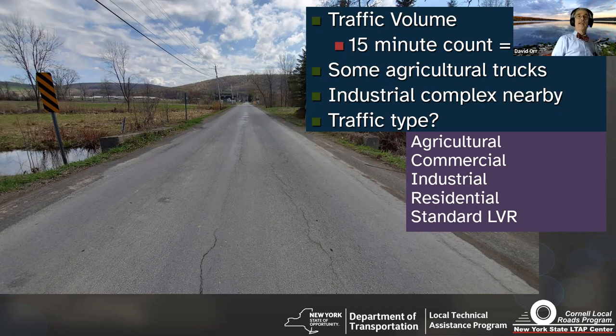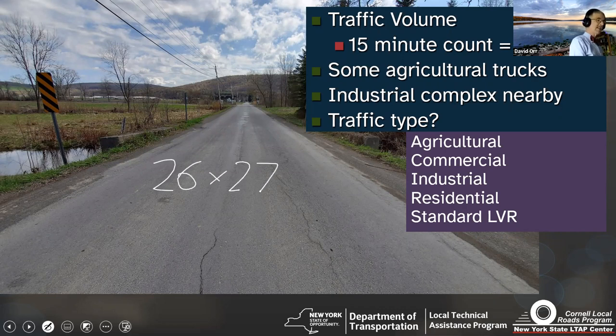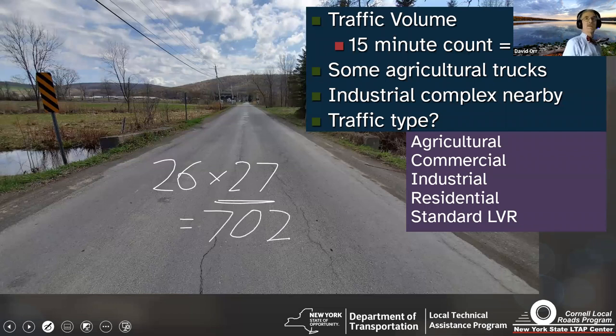Of course, it may make a difference whether it's considered rural or urban. Okay, so this is pretty rural. So it's 26 times 27, because that's the rural number. And that comes out at technically 702. And this is one case where I'm probably just going to call that 700. If you wanted to round it up to make that 710, okay, fine. But yeah, keep it simple.